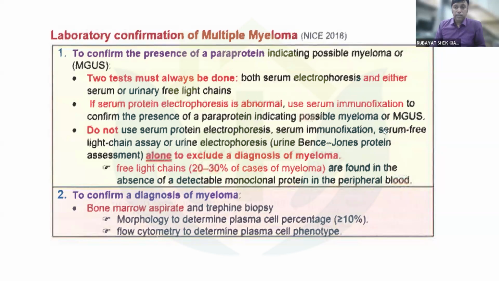Here you can see in the urine, you might get free light chain, or you might get Bence Jones protein. The Bence Jones protein is the IgG and IgA secreted in the urine. That's different. So that's why you have to look for the light chain separately. Otherwise, you will miss the light chain multiple myeloma.